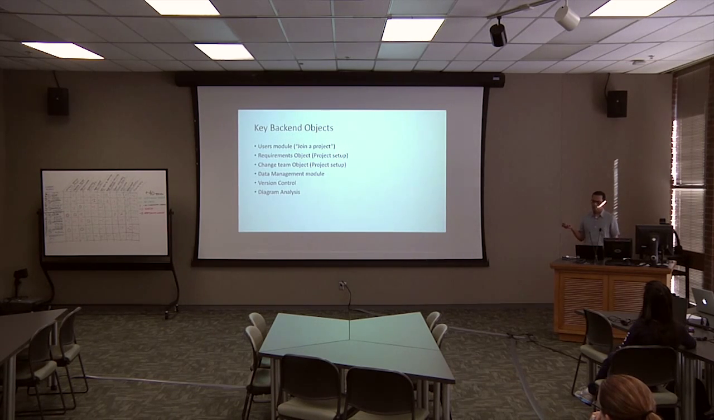You have a users module, which is not very dissimilar from Professor Goodchild's work right now. You have the requirements object, which has things like targets, the type of requirement, the color, for example, of what that requirement is. You have a change team object, which is tied to the users module, where users have to be tied to a change team, and it also has a conductor and participant type hierarchy.